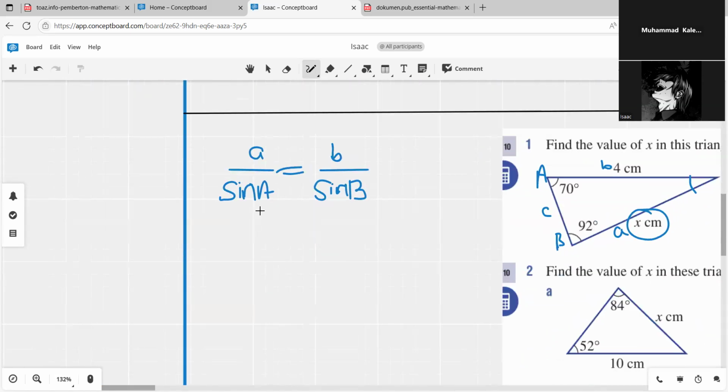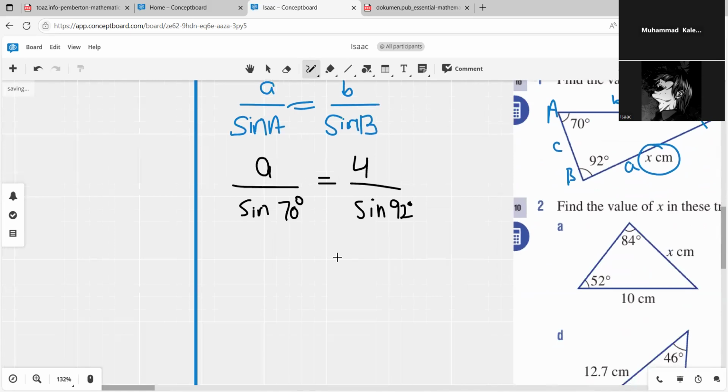Let's calculate it. I will explain this question and then you have to do the next one. Okay, so A is required. Sine, what is the angle A? It's 70 degrees. It is equal to B, which is 4 centimeters, divided by sine 92 degrees. Right? Now you just have to move sine 70 degrees to the other side. On the other side, it will be in multiplication because on the left side it was in division. So 4 times sine 70 degrees. From where do I get this sine 70? From the left side.